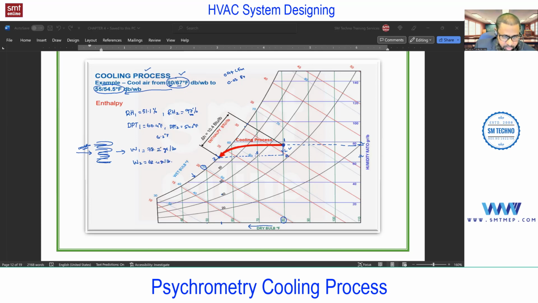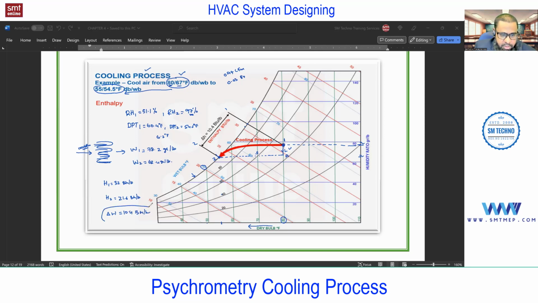Now you see, this humidity ratio decreases because of extraction of moisture, because of condensation on the coil. Next, what about the enthalpy? H1, you see, at this point this is H1 and this is H2. So H1, you see, is above 30, exactly 32 BTU per pound. H2 is what? 21.6 BTU per pound, and delta H is 10.4 BTU per pound.